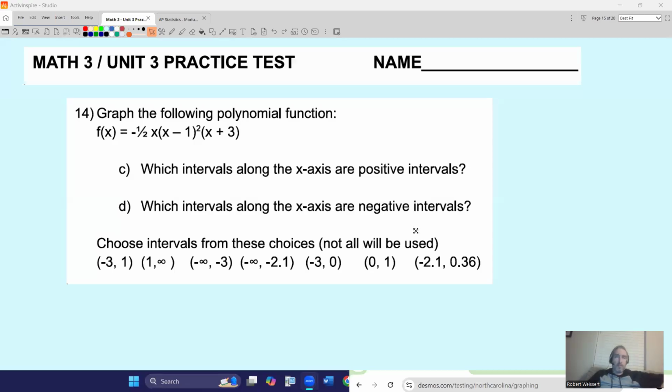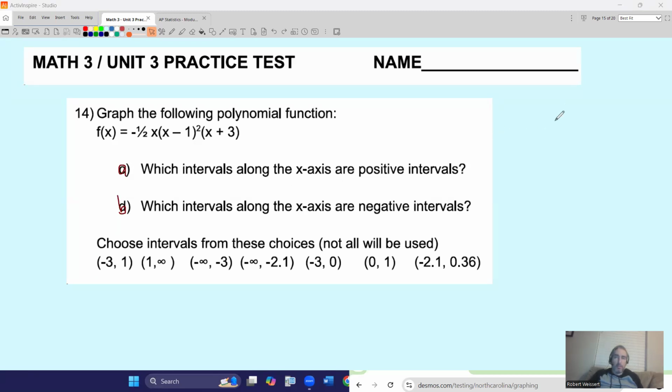All right, 14, graph the following polynomial function. F of x equals negative 1 half x, x minus 1 squared, x plus 3. And in this case here, this is supposed to be an a and a b, not a c and a d. So which intervals along the x-axis are positive intervals?